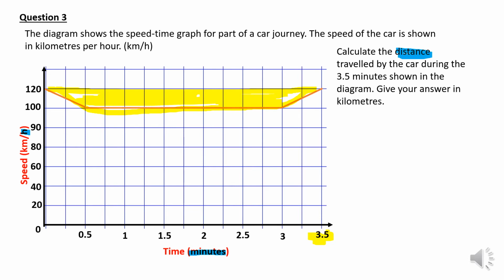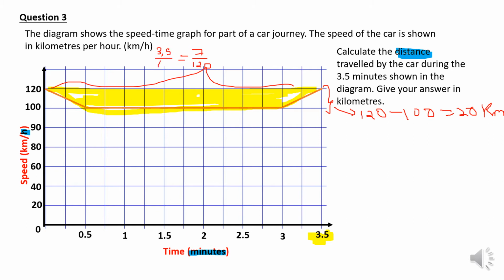When you are comparing your trapezium now, you will notice that the height of the trapezium here is nothing but 120 minus 100. So the height here is 20 kilometers. But now, when you are looking at this particular distance, we already know from our previous work that this distance here, 3.5 minutes, is the same as 7 over 120. Where does that come from? It comes from taking 3.5 minutes and writing it over 60 minutes.